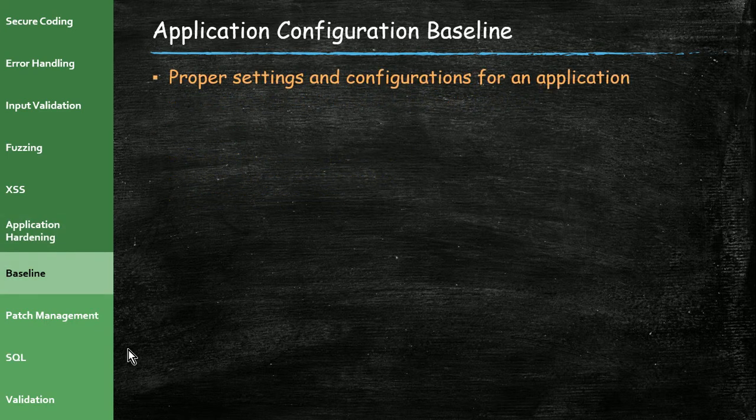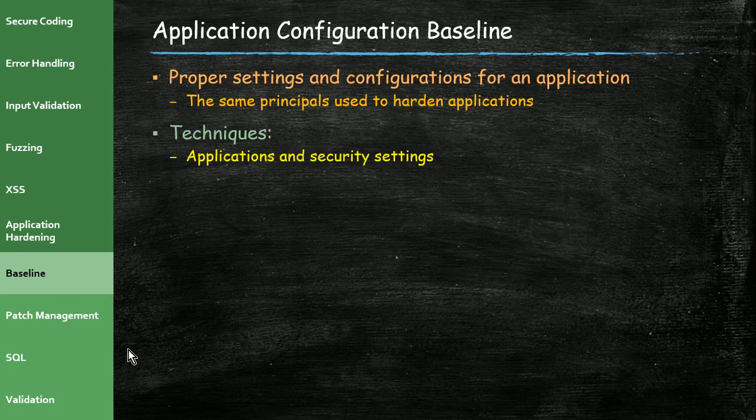So as far as baselining goes, and we've talked about baselining before, the proper settings and configurations for an application are basically determined using the same principles that we use to harden our servers. So when we did server hardening, we could do the same thing for application hardening. Here are some techniques. We're basically going to set up the application, and we're going to set all of its security settings. We're going to set up all of its access control, and we're going to document everything that we've done and make sure that every time that application is deployed, it complies with the baseline. So that's option number one.